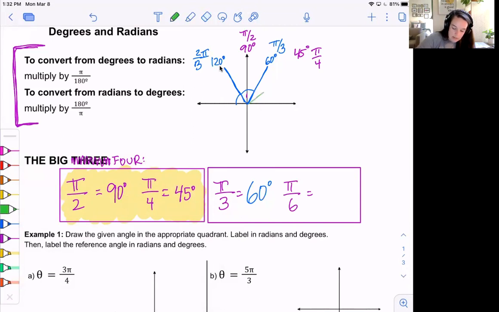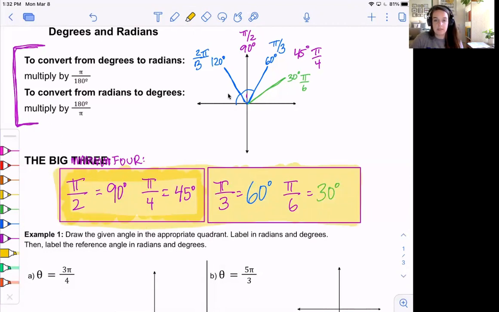Let's say I wanted to get even smaller. I don't want to deal with 60, but I want to deal with 30 degrees. I'm taking that 1/3 pi and splitting it into 2 parts. That would be pi over 6. Pi over 6 is the same as 30 degrees. So these are the big four. These are the ones that are helpful for us to memorize, although you can definitely figure out what they are based off your knowledge that half a circle is 1 pi.